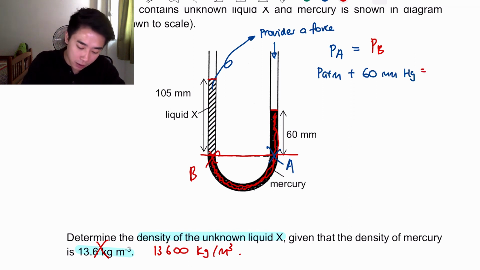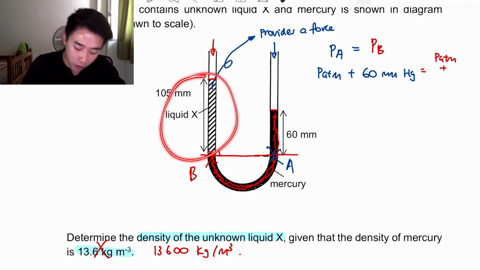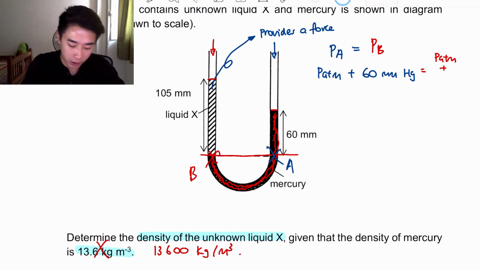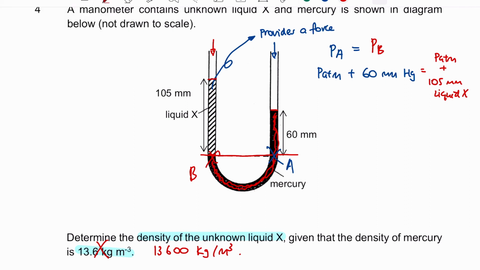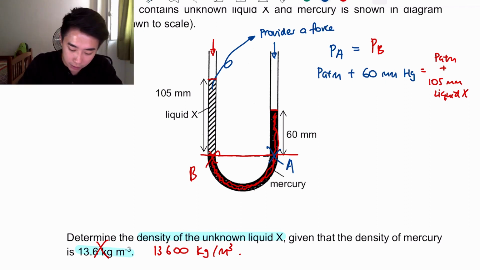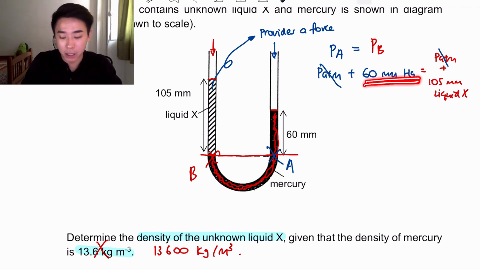Now, pressure at B also has atmospheric pressure, and it also has a liquid column that contributes to the pressure, right? So this liquid column is going to be my 105 mm of liquid X. Okay, now both sides have atmospheric pressure. So atmospheric pressure is the same. So I'm going to cancel this out and this out. So straight away, we have 60 mm of mercury being equal to 105 mm of liquid X.